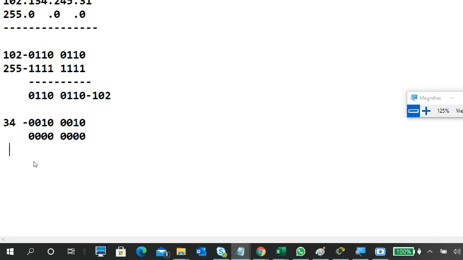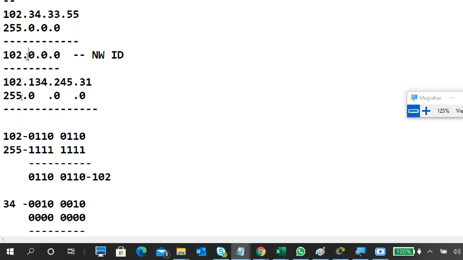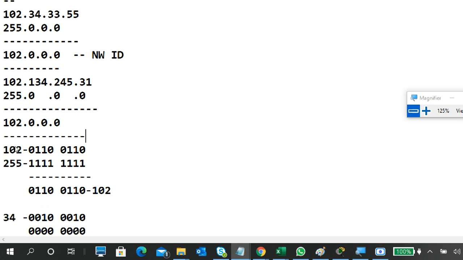So if you put zeros, what will happen? Because that's a binary number, right? Come here. The result is nothing but 0 only. That's why I directly put zeros. 102.0.0.0, like this. This is our network ID.